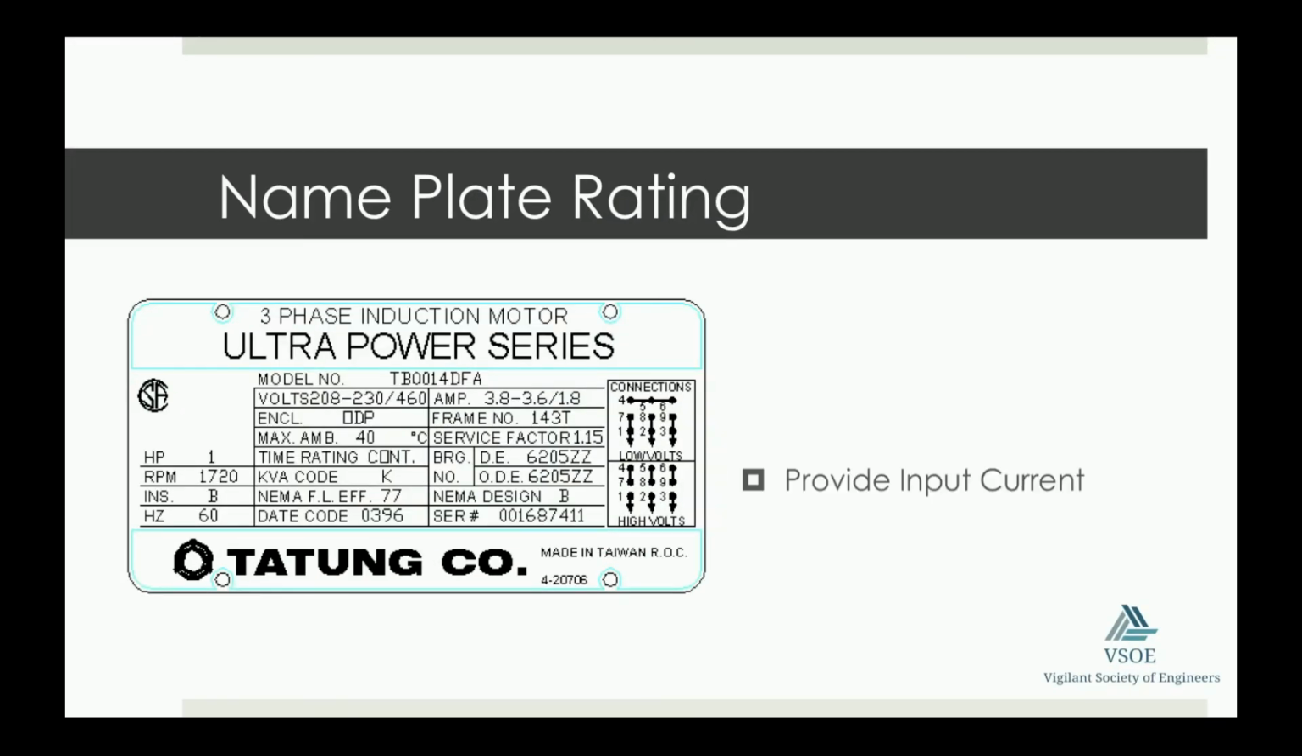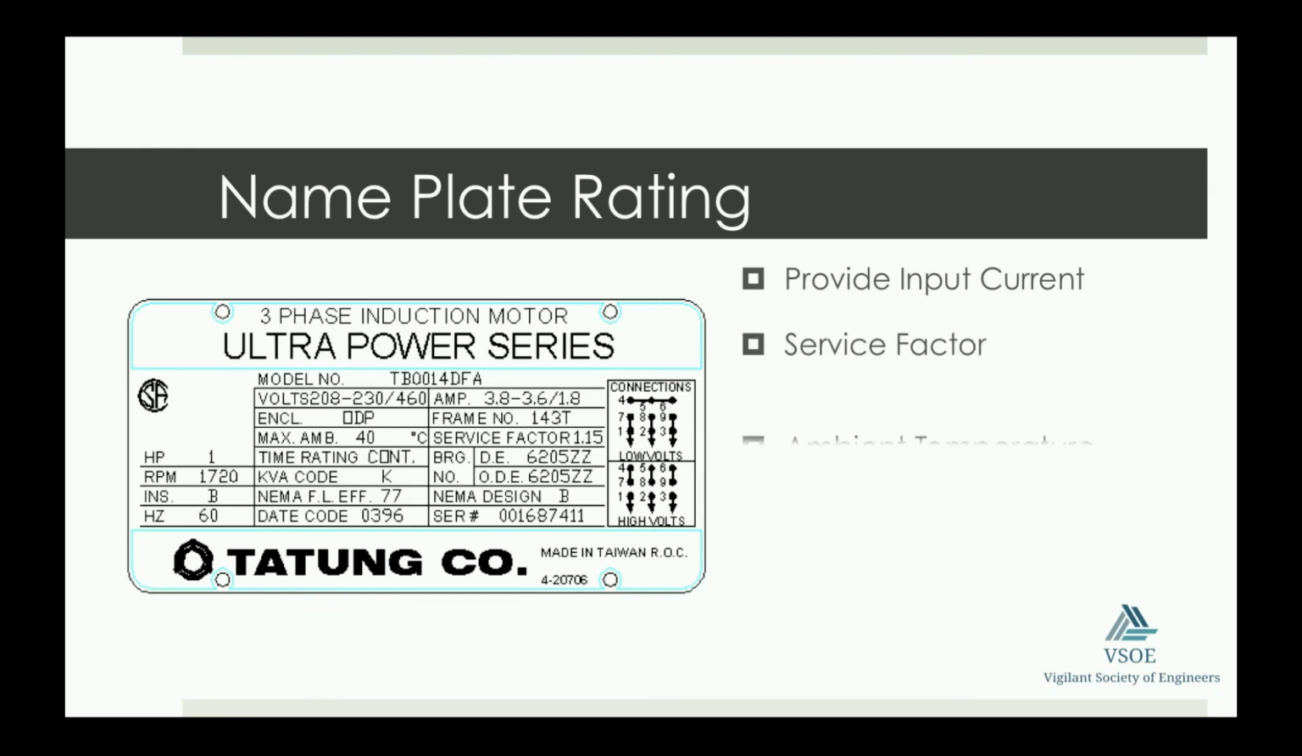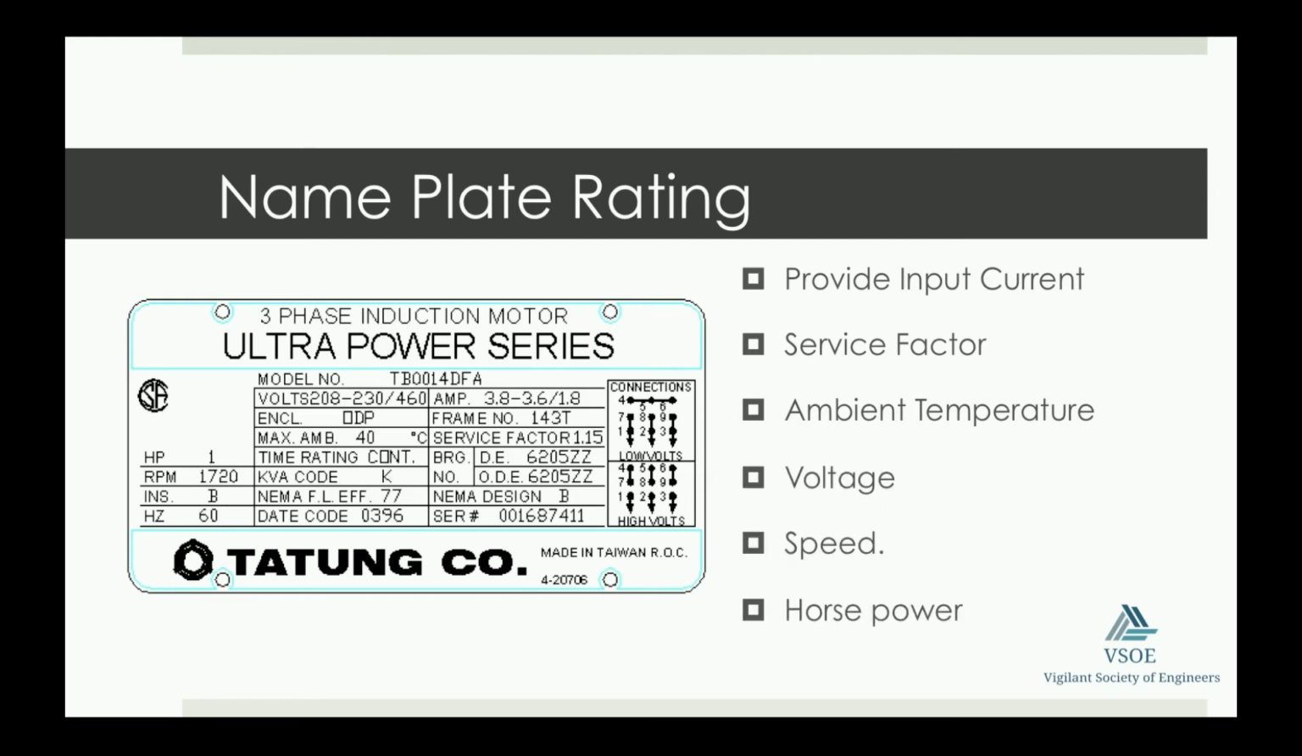Nameplate rating. The nameplate rating should provide the input current to the motor, the service factor, ambient temperature, voltage, and speed. It may also give us the horsepower rating of the motor. Right? So as this diagram illustrates, it will give us all these specifics. More so, it will tell us how to connect the motor. So I can use this diagram here and know exactly how I am going to make these connections.